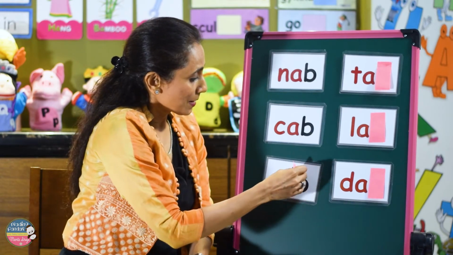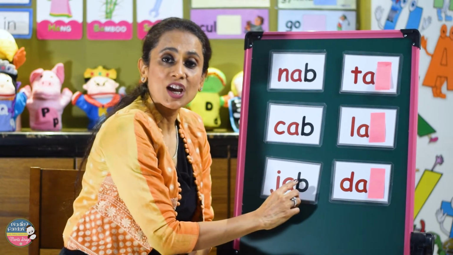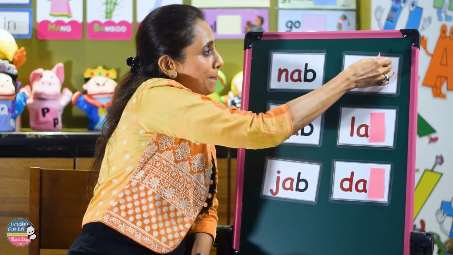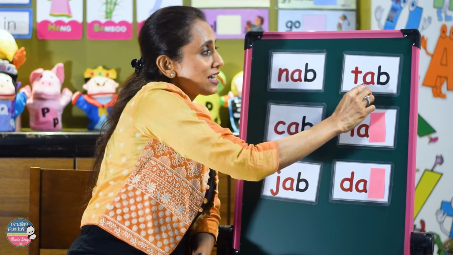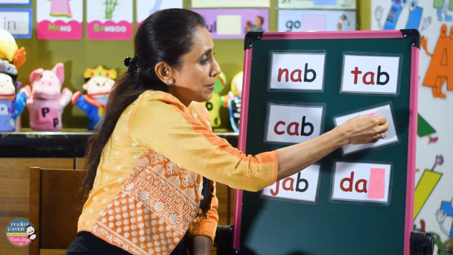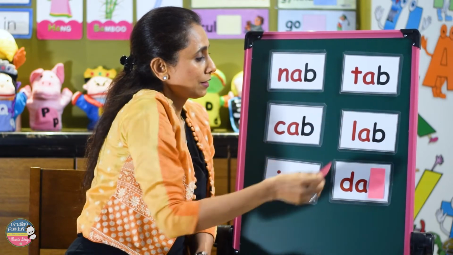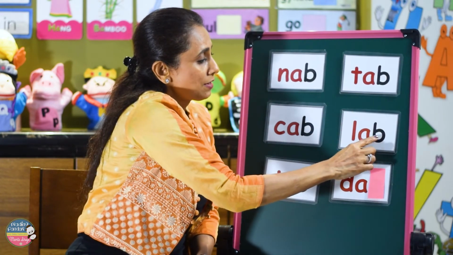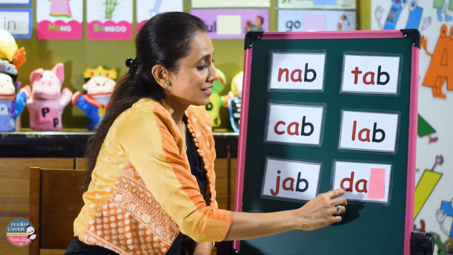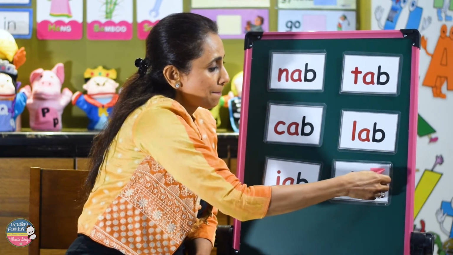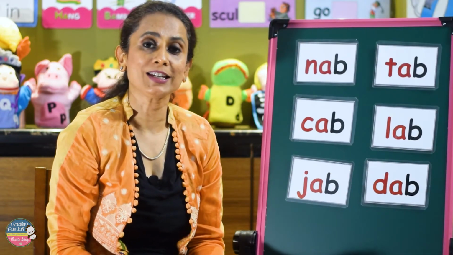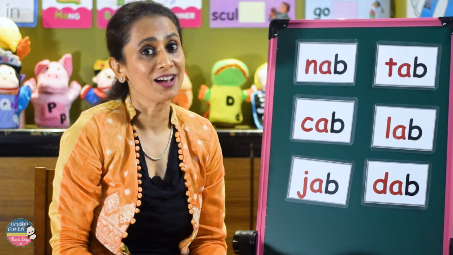Ja, b, jab. Ta, b, tab. La, b, lab, and the last one is da, b, dab. Very good blending. And now let's try the other segment.